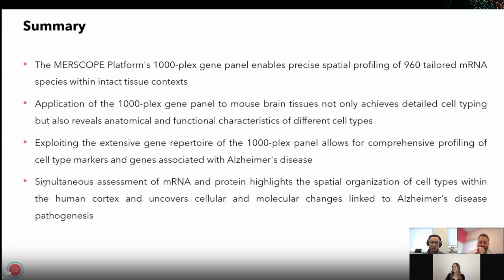Great, thank you. All right, next question here. How does transcript detection specificity compare in the 1000 plex panel versus the 500 gene panel? And do you lose some specificity when going up to 1000 genes?